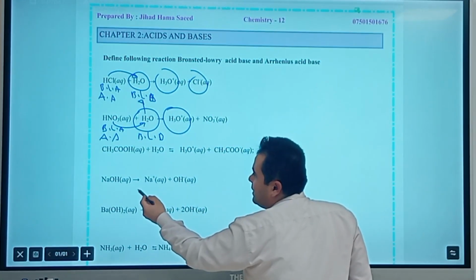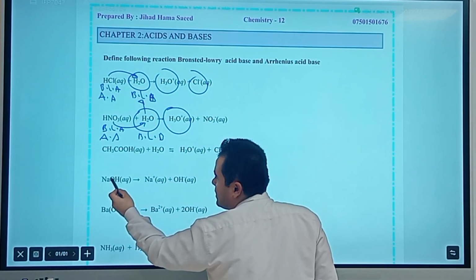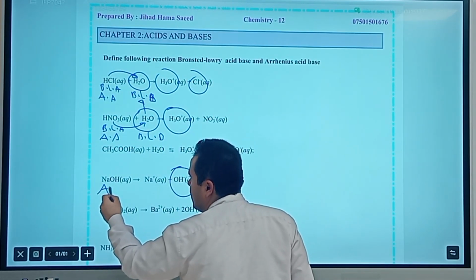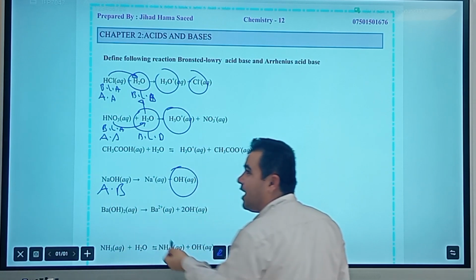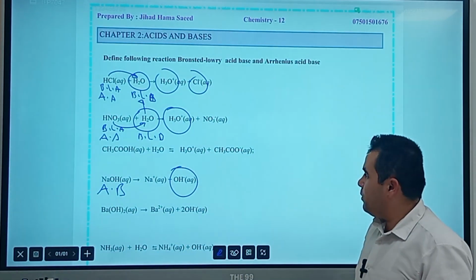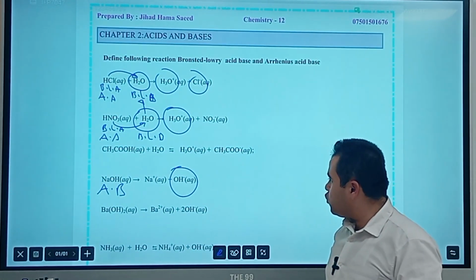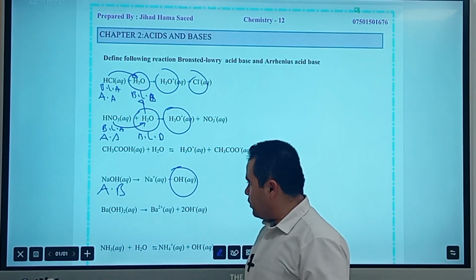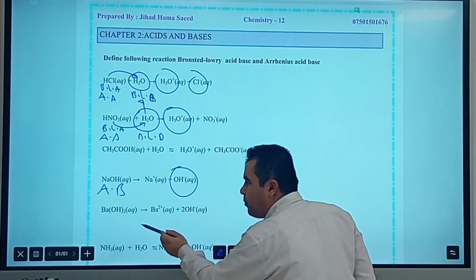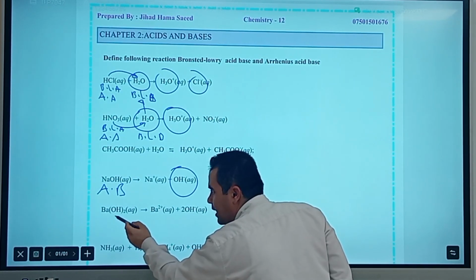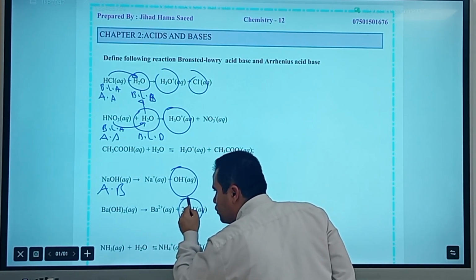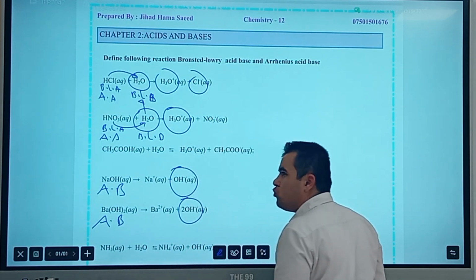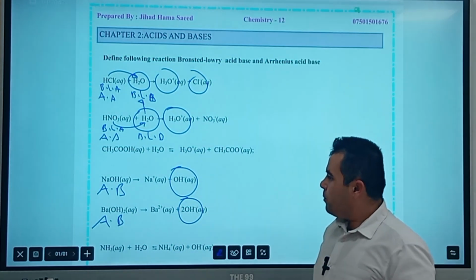The same for, but have a look at NaOH, guys. NaOH just increases the hydroxide. That's why it's an Arrhenius base, but it's not a Bronsted-Lowry base, and the reaction is not a Bronsted-Lowry reaction as well. This is a physical change only. The same for barium hydroxide. Barium hydroxide just increases the hydroxide concentration. That's why it's an Arrhenius base. It's not a Bronsted-Lowry base.